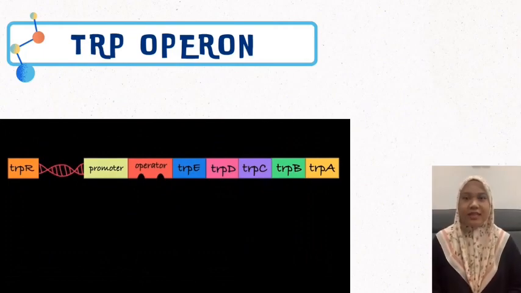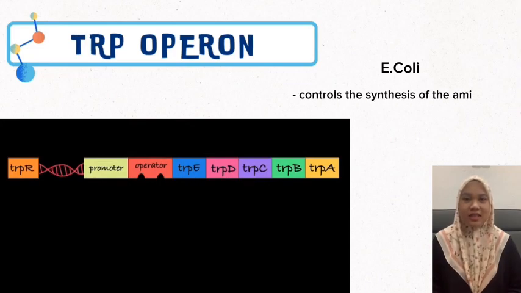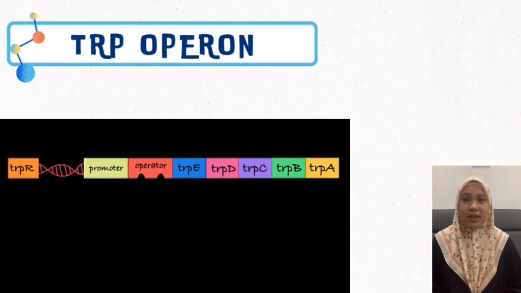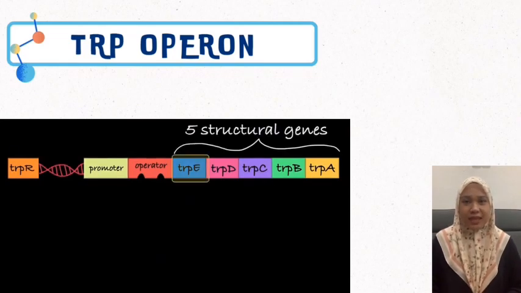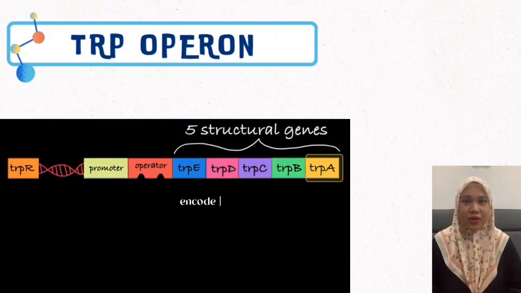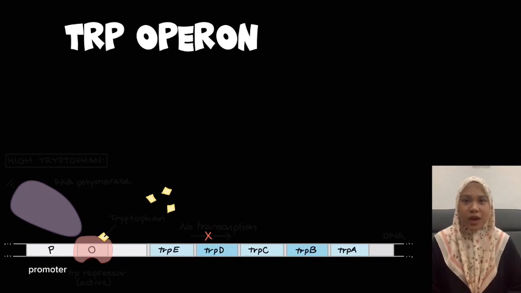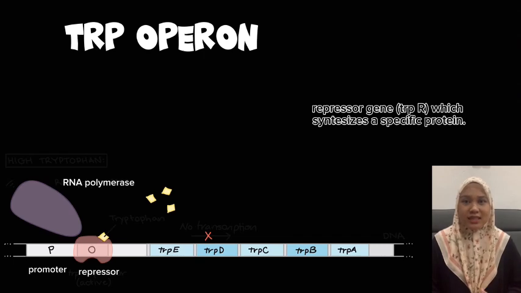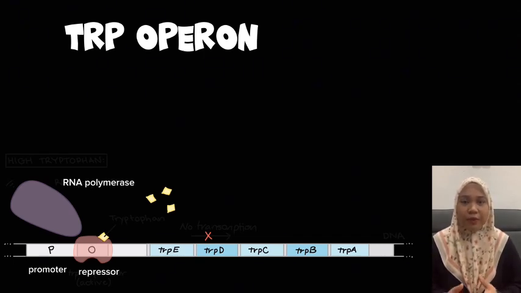TRP operon is a set of genes in bacteria such as E. coli that control the synthesis of the amino acid tryptophan. TRP operon contains 5 structural genes which are TRPE, TRPD, TRPC, TRPB, and TRPA which encode tryptophan synthase. It also contains a promoter where RNA polymerase binds, and a repressor gene which synthesizes a specific protein. Then it will bind to the operator to block transcription.